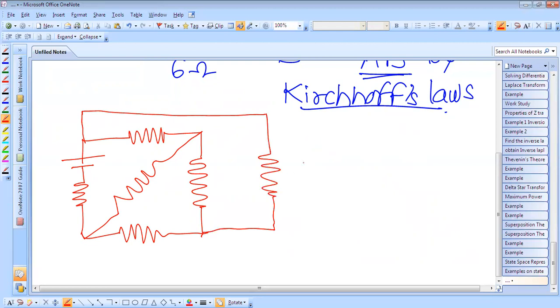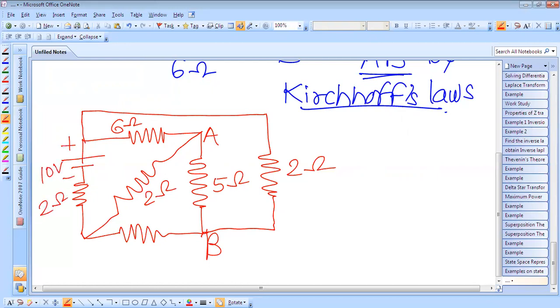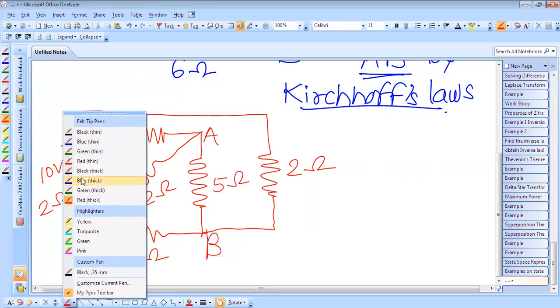So it becomes simpler now. This is the 2 ohm resistor. This is also 2 ohm. This is 6 ohm. This is 5 ohm, and this is AB. And this is 2 ohm, and this voltage source is 10 volt, and this is also a 6 ohm resistance. Now we can apply KVL, as there are 3 loops.